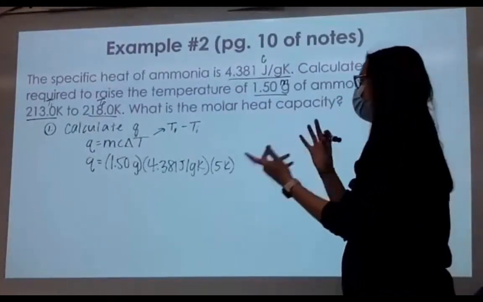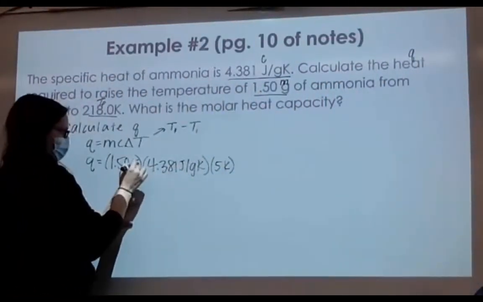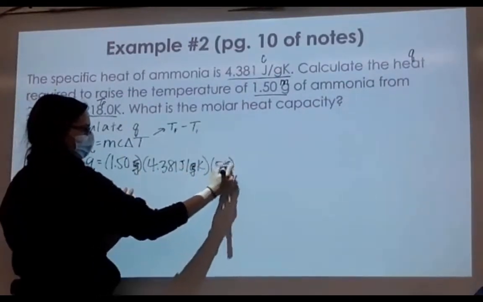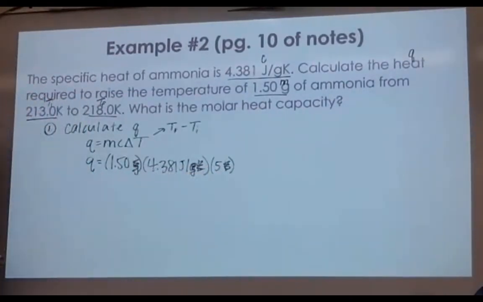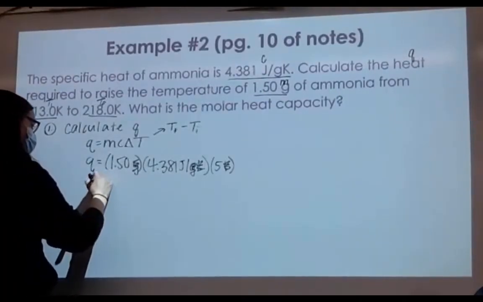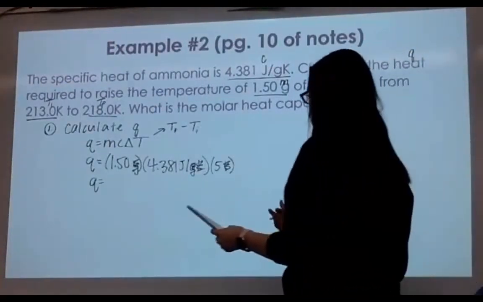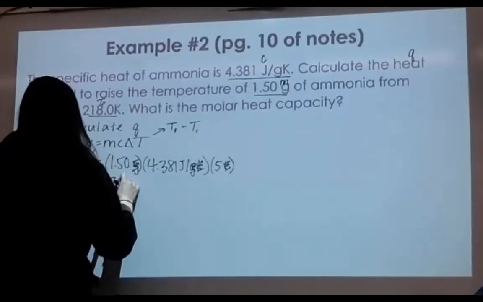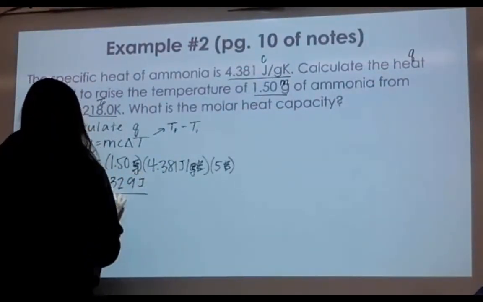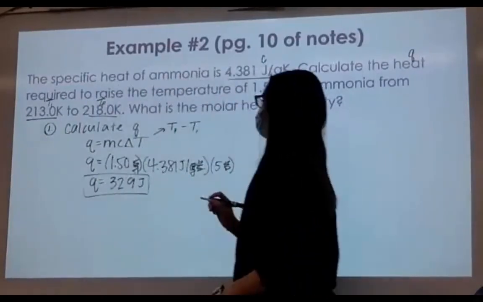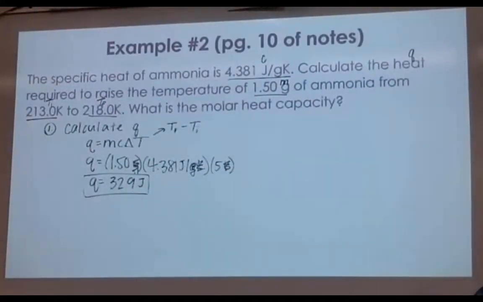Now I put all the units here so you could see how things cancel. I have grams here, grams on the bottom, Kelvin here, Kelvin on the bottom. I'm left with joules. So 1.5 times 4.381 times 5. And I think 3 sig figs. I got 32.9 joules.